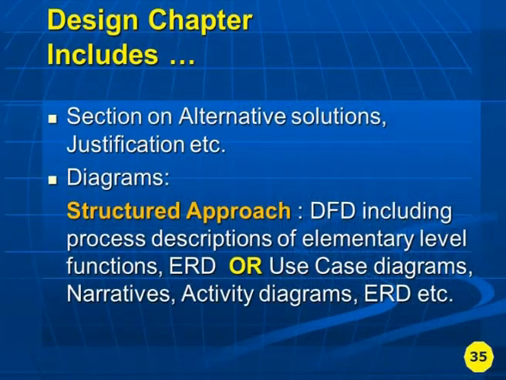Right, and then in the design chapter, you should include a section on alternative solutions, which we discussed earlier, and the justification, how you selected the best option after looking at the feasibility test for different options. And then diagrams in the structured approach: DFD, including process descriptions of elementary level functions, which is important. If you are using DFD, the elementary level functions should be described. Otherwise, programmers cannot just write programs by looking at the data flow diagrams. And then you also should have an ER interrelationship diagram, or you can also use use case diagrams, use case narratives, activity diagrams, and ERD.